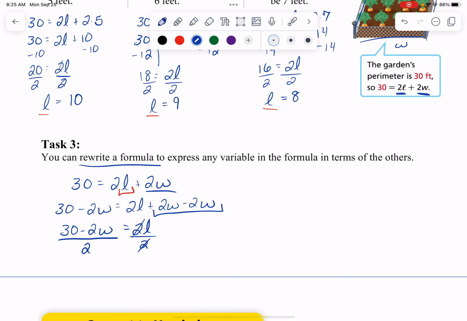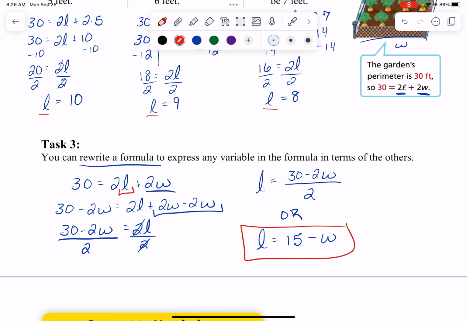If you are not used to using the fraction bar for divide, you're going to have to get used to it. We'll do a lot of practice with it, but we're going to be using that fraction bar a lot. So 30 minus 2W divided by 2. Or I could take both of these pieces and divide them by the 2 and write it as L equals 30 divided by 2 is 15 minus 2W divided by 2 is W. Either way, this one is simpler.